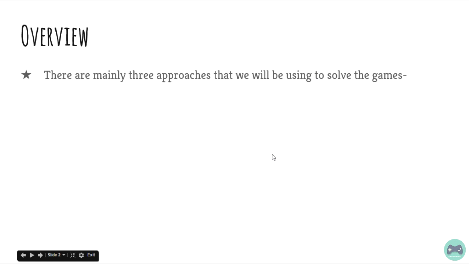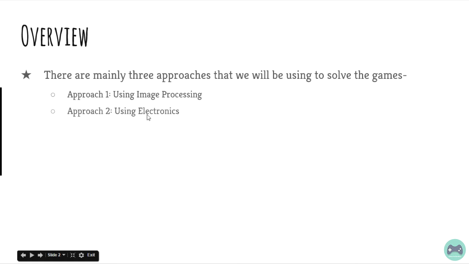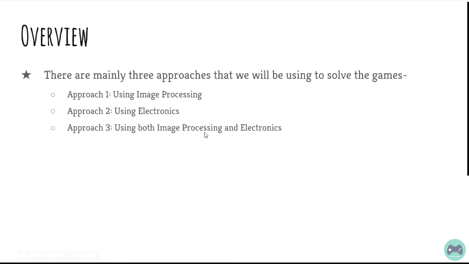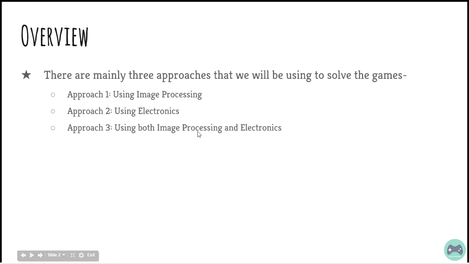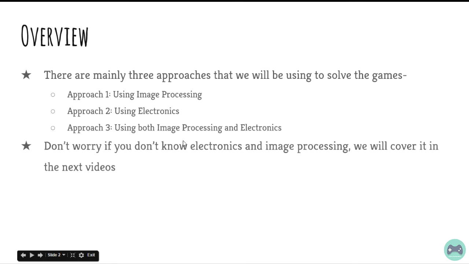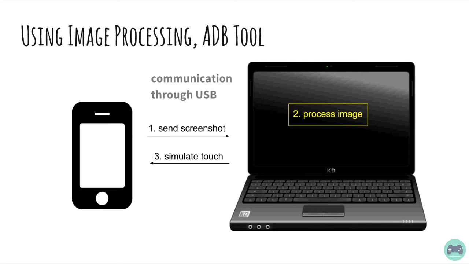So this is the overview. There are mainly three approaches that we will be using to solve the games. Approach 1, image processing. Approach 2, electronics. Approach 3 is using both image processing and electronics. We'll also discuss the advantages and disadvantages of each one of these methods. Don't worry if you don't know electronics and image processing, because we will cover it in the videos next.